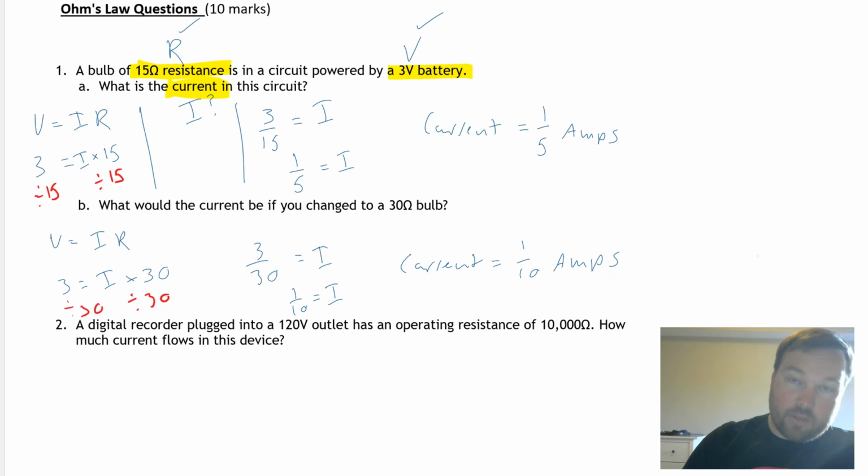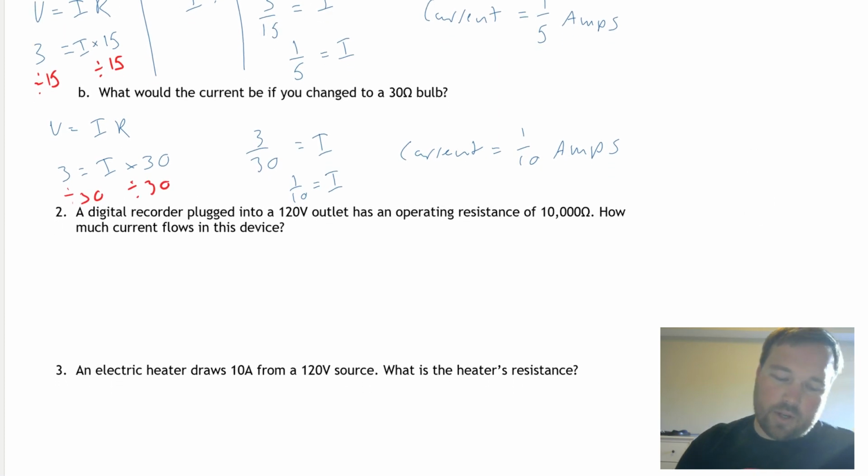Okay, I'll do one more. A digital recorder plugged into a 120 volt outlet, V, has an operating resistance of 10,000 ohms, R. How much current flows through this device? I. Once again, we have V, I, and R.